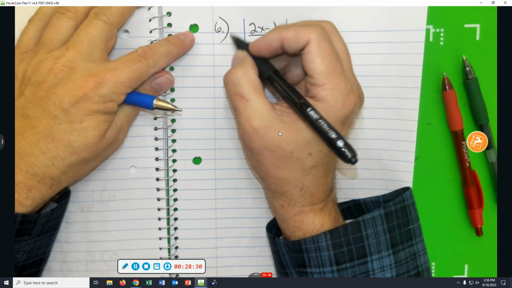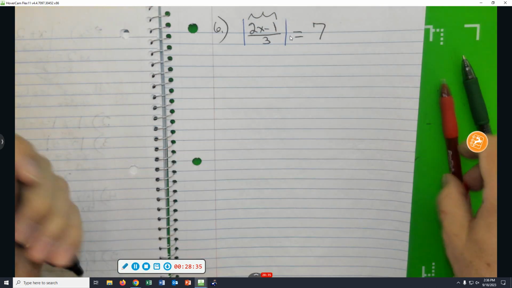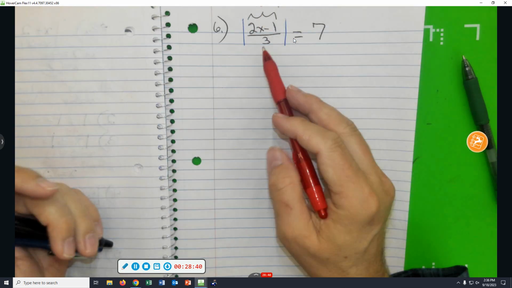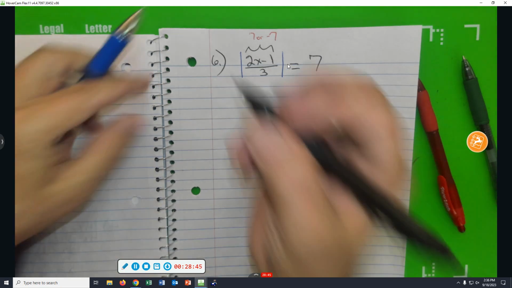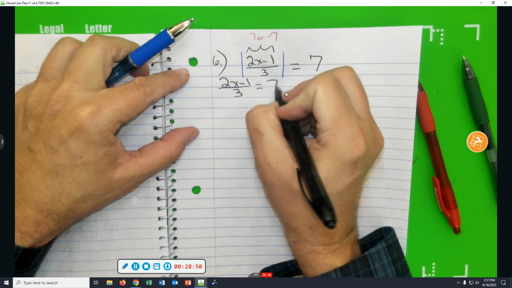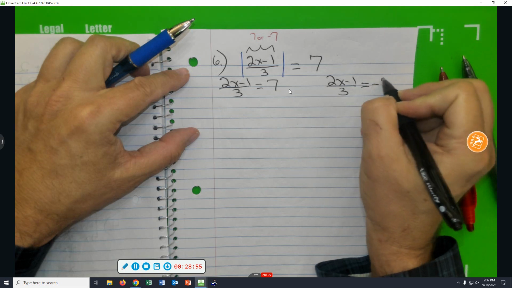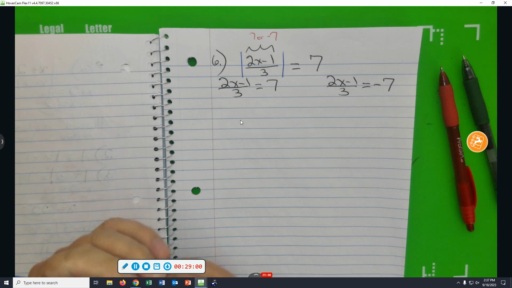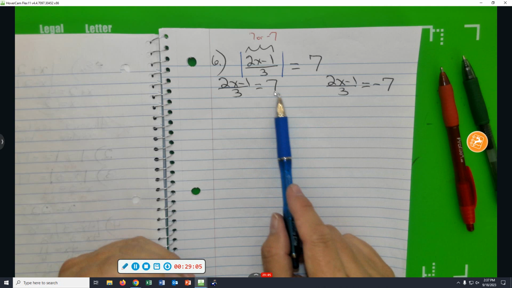So this step inside here is going to have to equal either 7 or negative 7. That's the only way you're going to get an absolute value equaling 7. So 2x minus 1 all over 3 is equal to positive 7, or 2x minus 1 over 3 is equal to negative 7. We're going to have to get rid of the fractions. Let's just solve the first one, the one with the positive 7.